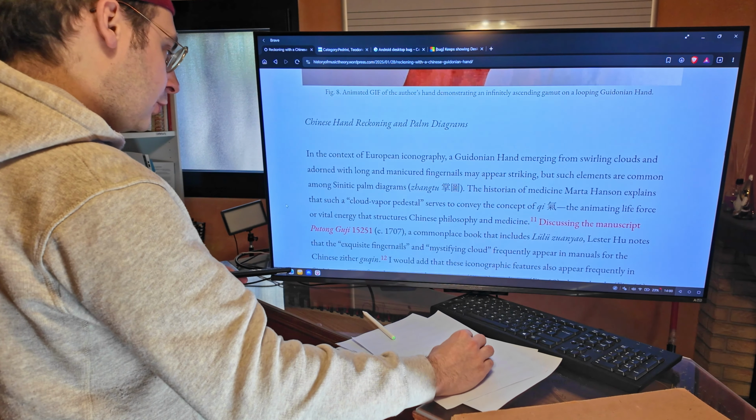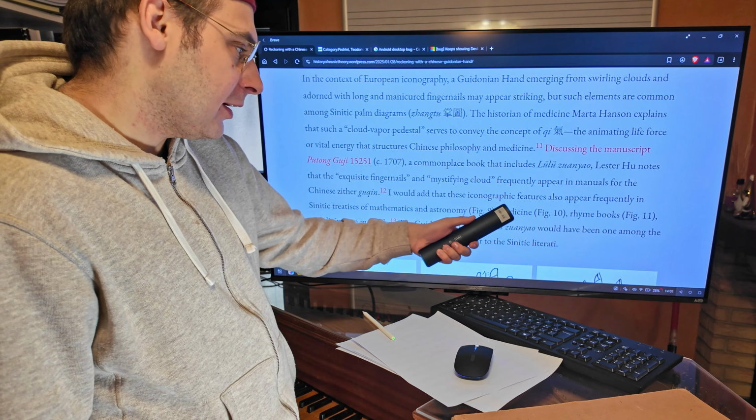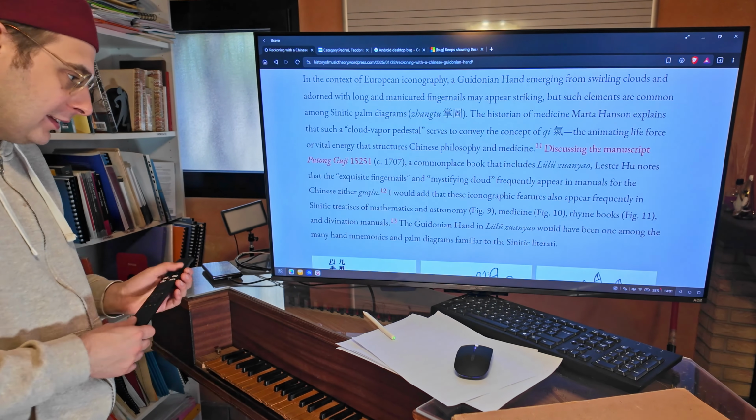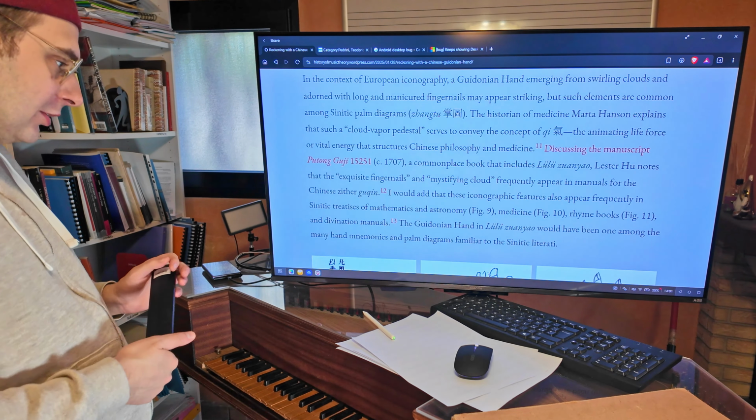Then there is a link, I suppose, here discussing the manuscript, a commonplace book that includes Lulu Zuayo. Lester notes that the exquisite fingernails and mystifying clouds frequently appear in manuals for the Chinese zither, the guqin, I hope. I don't know if it's correct. I would add that these iconographic features also appear frequently in Sinitic treatises of mathematics and astronomy, medicine, rhyme books, and divination manuals.